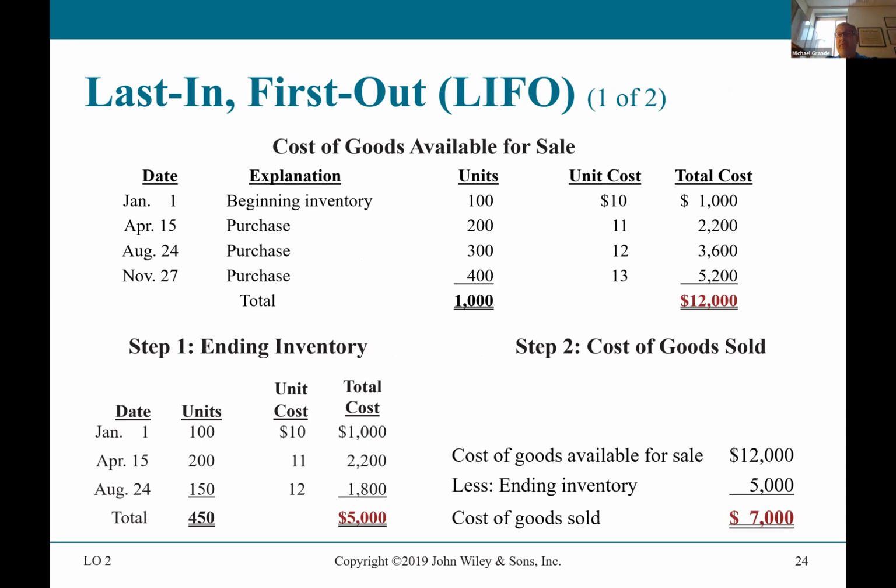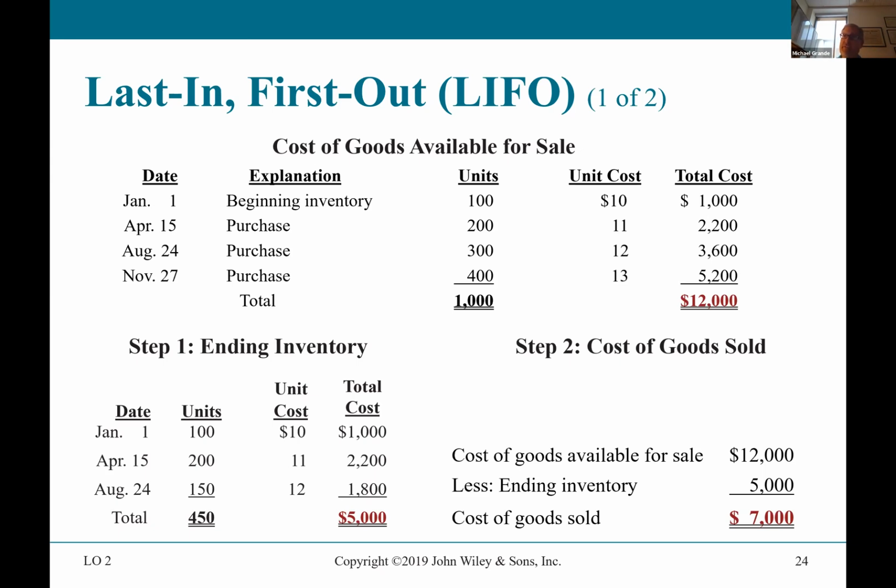So again, the same purchase data. Beginning inventory, 100 units, and they purchased 900 units throughout the course of the year. So they have goods available, 1,000. Again, they sold 550. They got 450 in ending inventory. So if there's 450 in ending inventory, which ones are there? Last in, first out, so that means the ending inventory is made up of the oldest stuff.